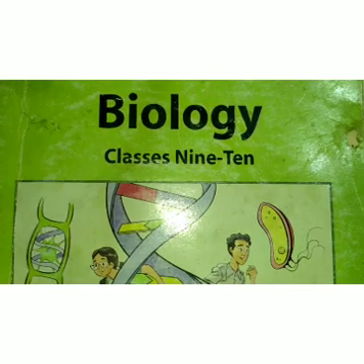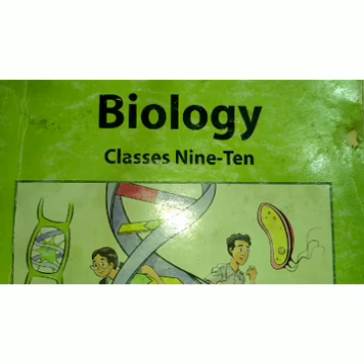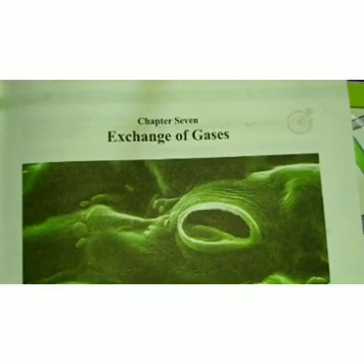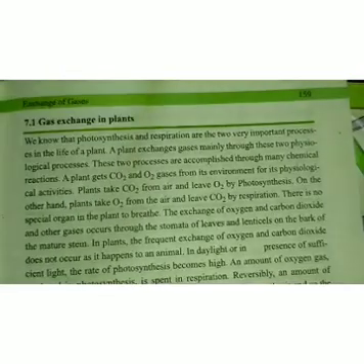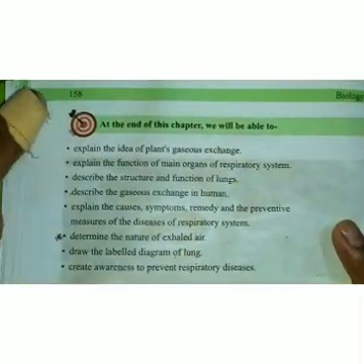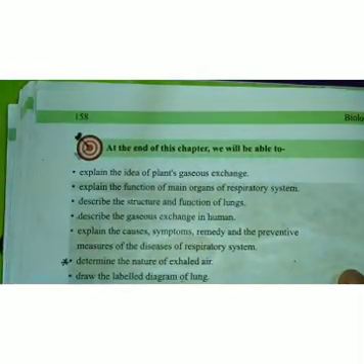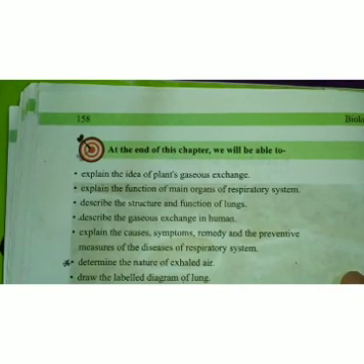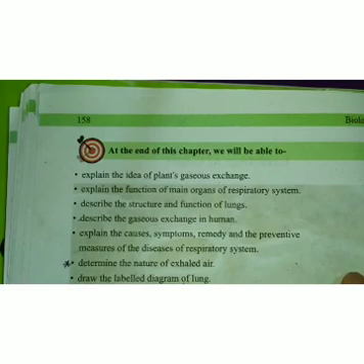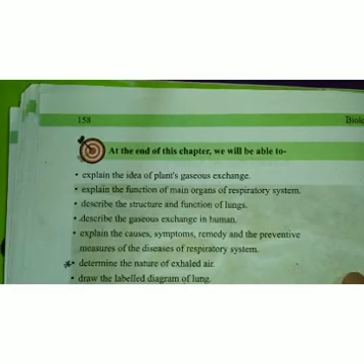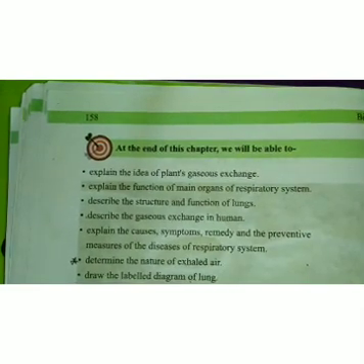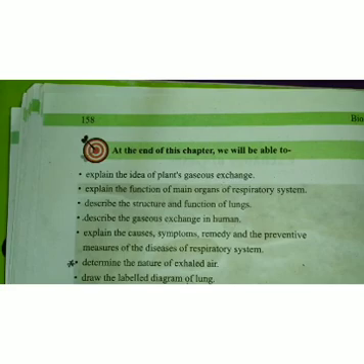We have already finished our chapter 7, exchange of gas. From this chapter, we learned about plant gases exchange, the main function of the respiratory system, structure and function of lungs, gases exchange in the human body, causes, symptoms, remedy, and the preventive measures of the diseases of the respiratory system.